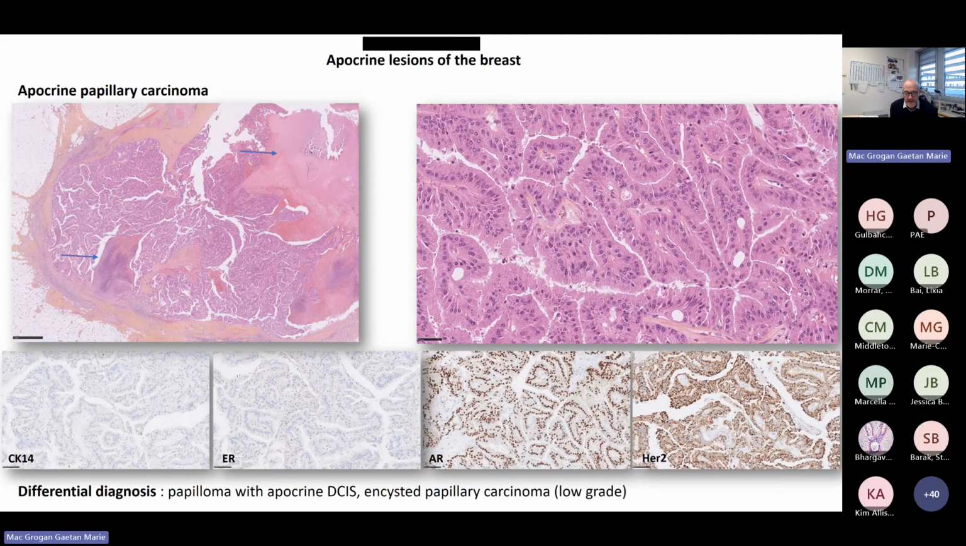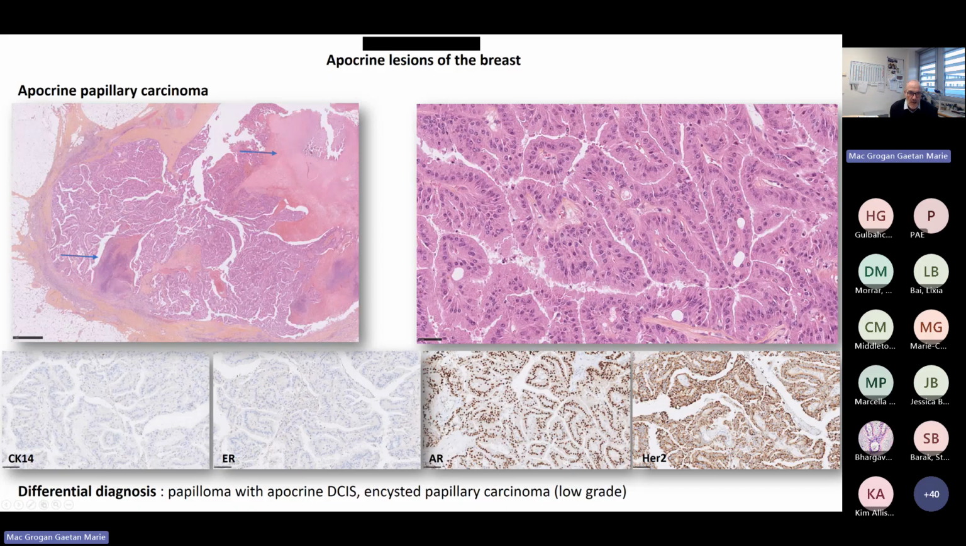On the contrary, here's an example of apocrine papillary carcinoma. As you can see, this is a larger lesion, a papillary lesion, and there are areas of necrosis and hemorrhage. On closer view, you can see that the fibrovascular stalks are lined by a cell layer of apocrine cells presenting with high-grade nuclear atypia. Again, here we do not see any myoepithelial cell layer with the CK14, and the cells have a typical apocrine phenotype, ER negative, AR positive, and you have this granular cytoplasmic HER2 staining.